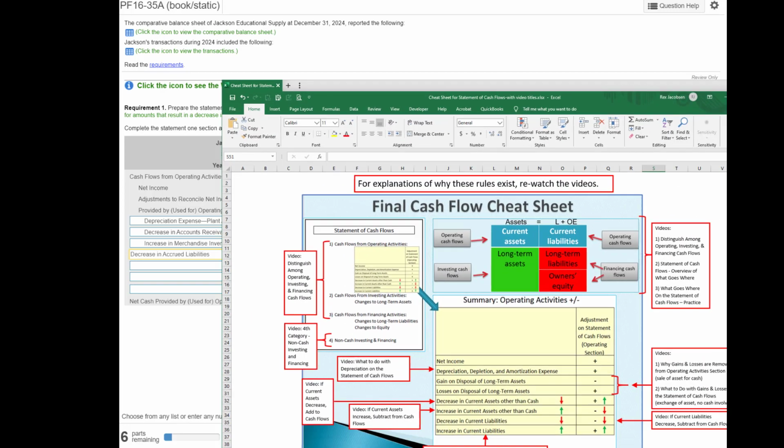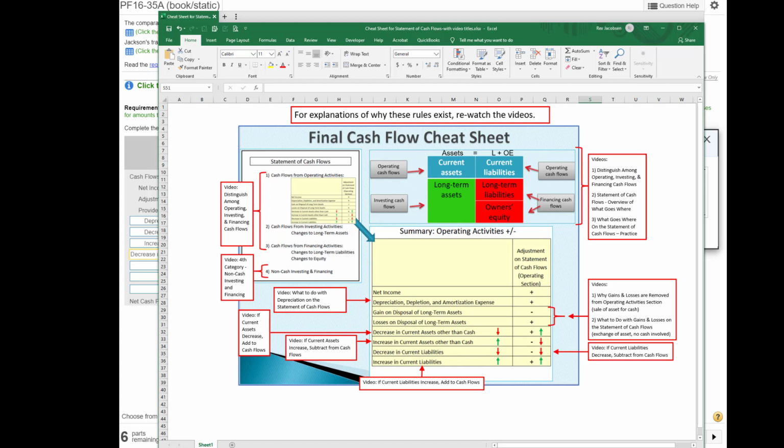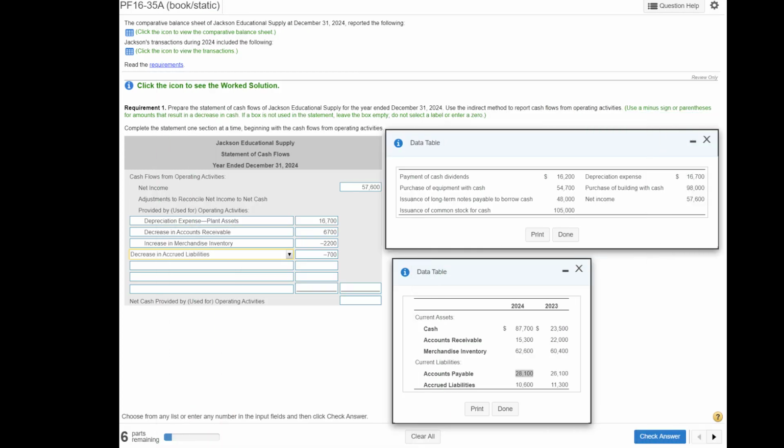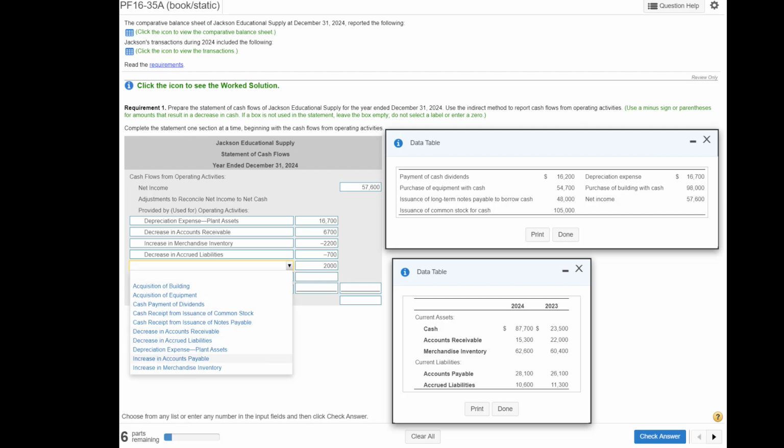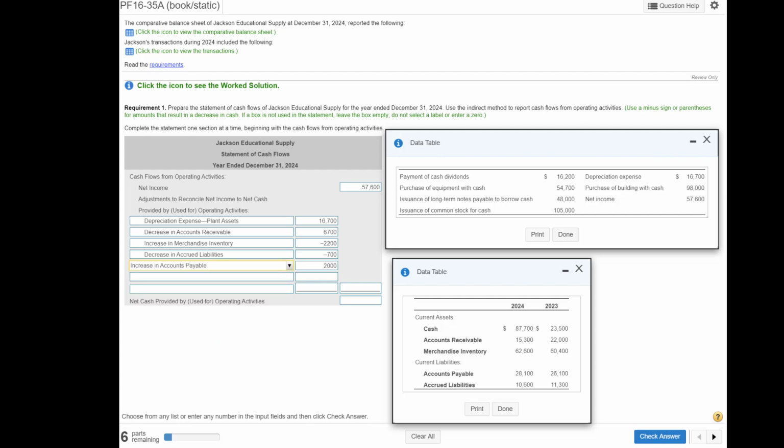And then we've got AP going up. And remember, for liabilities, they go the same way. So if the liability goes up, then we have to add that back into cash. And what is that difference? The difference in AP is 2,000. So we're going to add that back in. Increase in AP. And again, the order in the operating activity section does not matter. So that's it for the current assets and current liabilities.